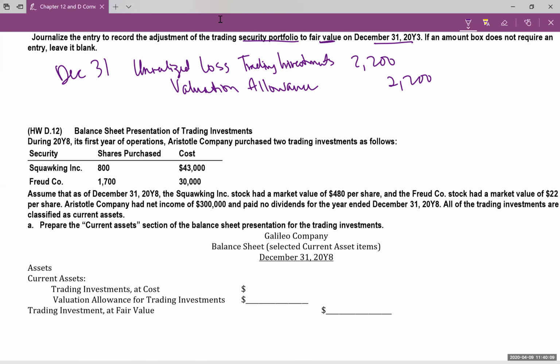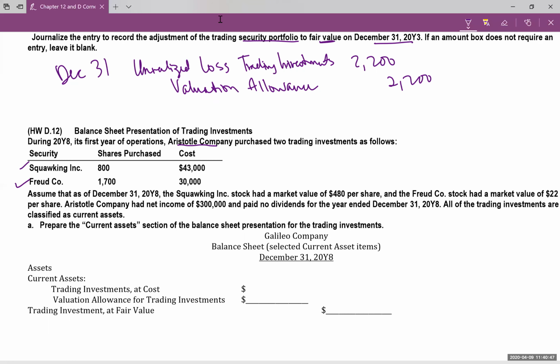Okay, finally, we are going to do the balance sheet. What does the balance sheet look like for trading investments? Chapter 12, at the very end, we looked at what the balance sheet looks like for stockholders' equity. Now we're going to look at what the balance sheet looks like for trading investments. So remember, these are companies spending their money and getting these assets, if you will. They're getting these little trading investments. Okay. And so here we have Aristotle Company, and they purchased Squawking and Freud. They bought some shares, and here's the cost.